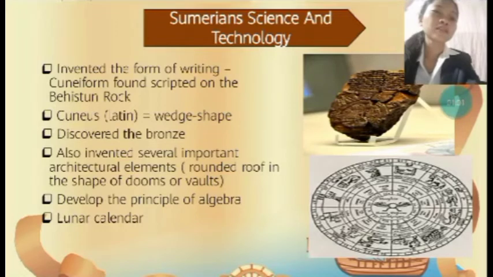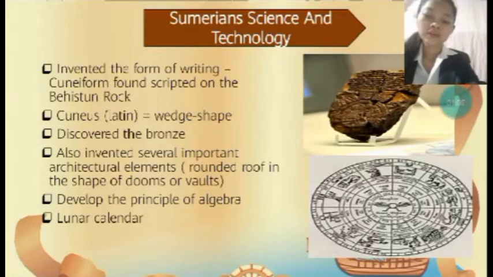The Sumerian science and technology. The Sumerians invented the form of writing called cuneiform, found scripted on the Behistun Rock. Cuneiform in Latin is cuneus, which means wedge shape. It is a form of writing on wet clay tablets using a wedge-like writing tool called a stylus. The Sumerians were also the first people who discovered bronze.